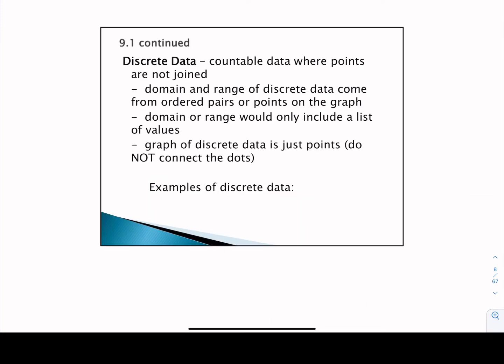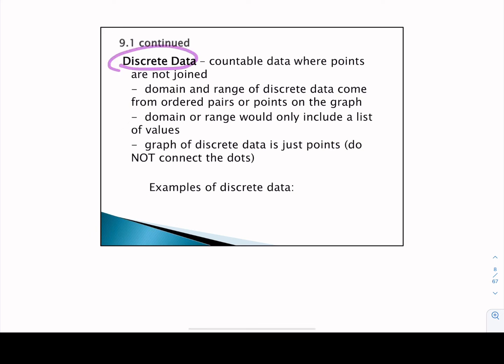So far in this lesson, we have looked at functions and relations. We have domain and we have range. Again, domain is all the x values included in a particular function, and range is all the y values or output values that are included in a function. But we need to distinguish between what's called discrete data and continuous data.